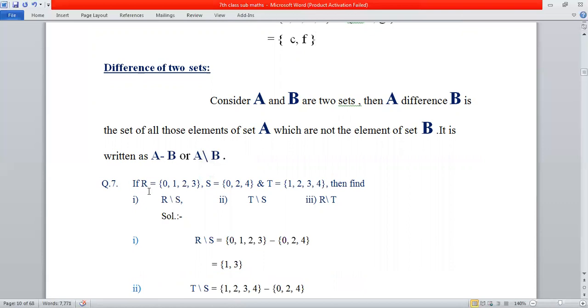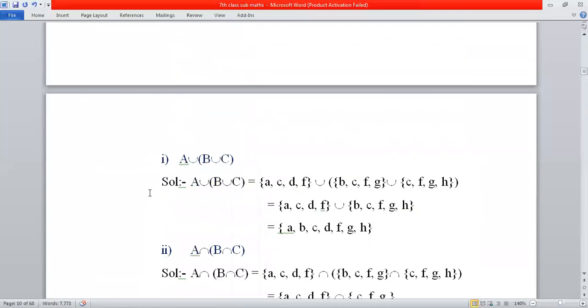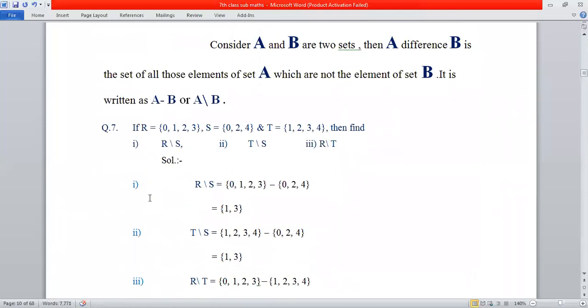Now in question number 7, you have been given 4 parts. Three parts we will discuss here, and the fourth part you do by yourself, just like these three. In the first part, R minus S means you have to subtract S from R. We follow the same order. In place of R, we write its value 0, 1, 2, 3, then the minus sign, and then set S, 0 to 4.